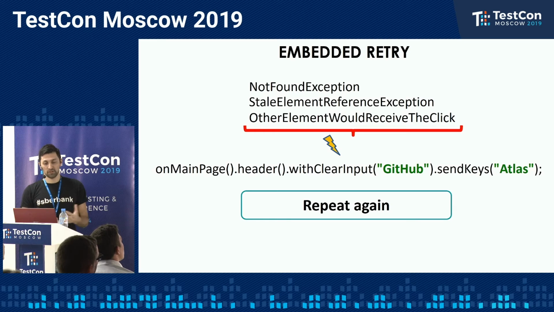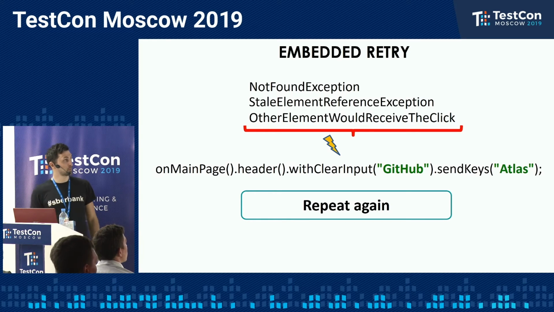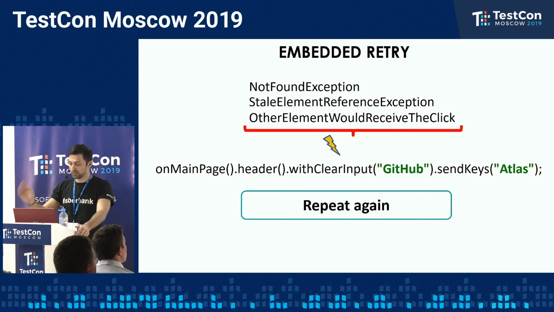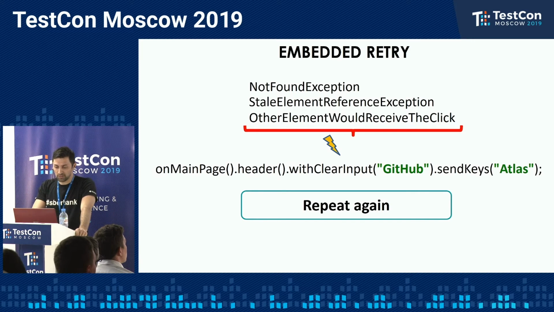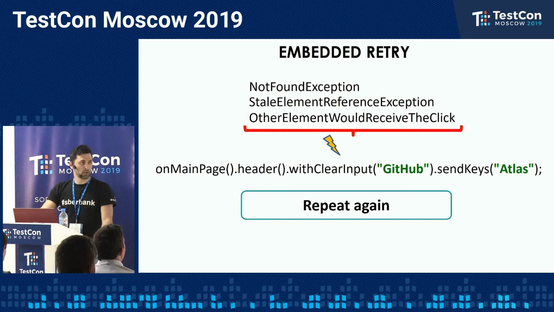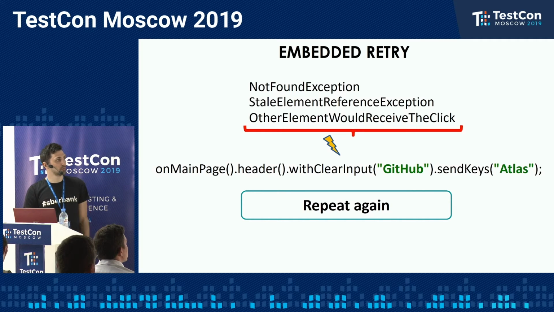Interesting case. When you automate, there are often exceptions like not found exception, stale element, and so the element is not there. You clicked some other element and you use WebDriver wait or Fluent WebDriver.